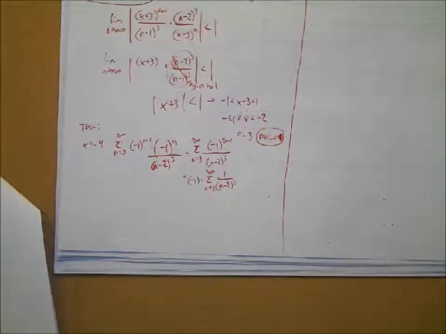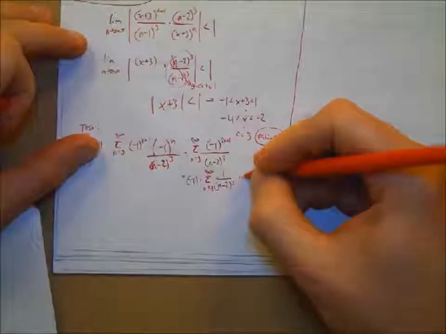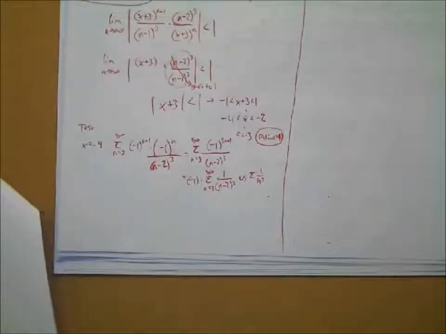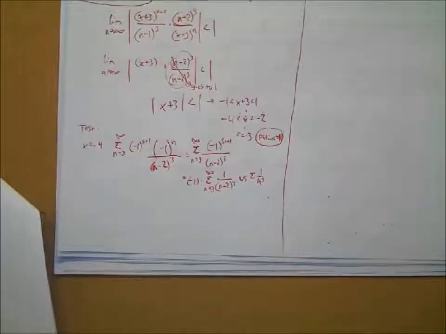Now, 1 over n minus 2 to the third, there is no test for 1 over n minus 2 to the third, but we can compare it to what? A p series, 1 over n cubed. So versus 1 over n cubed. What do we know about 1 over n cubed? That is a p series that converges.